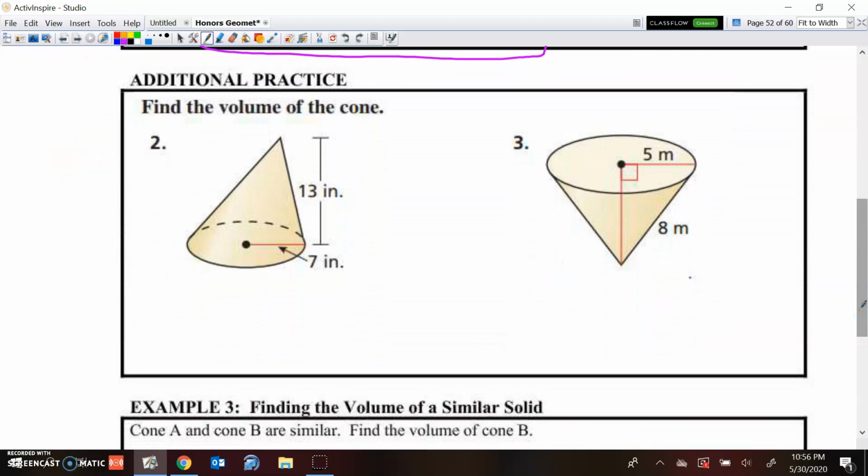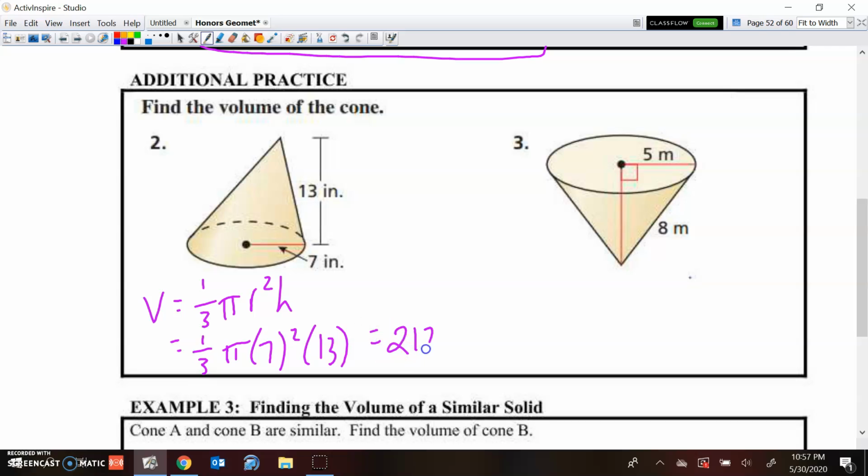Let's try practicing again. So volume is 1/3 pi r squared h, 1/3 pi. My radius is 7 squared, and my height is 13. If I just multiply 7 squared times 13 and divide that by 3, I'm going to get 212.3 repeating times pi. So this is inches cubed, which is about 667.06 inches cubed, either or. Okay, all right, so now let's try one more.